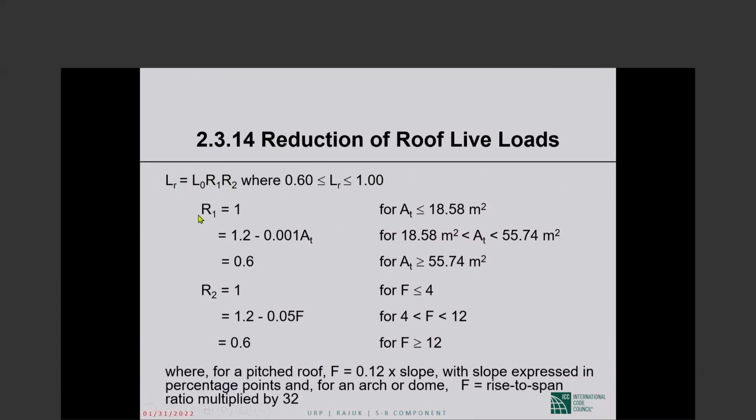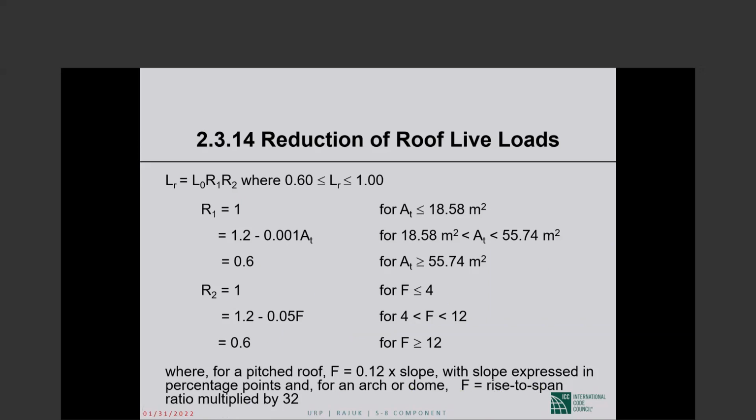So the reduction factor based on area depends on tributary area. That's understandable. The reduction for slope, the R2 part, depends on the slope of the roof. For a pitched roof, F is 0.12 times the slope, with slope expressed in percentage points. And for an arch or dome, F is rise to span ratio multiplied by a factor. Anyway, details aside, there is a reduction for roof slope right here.